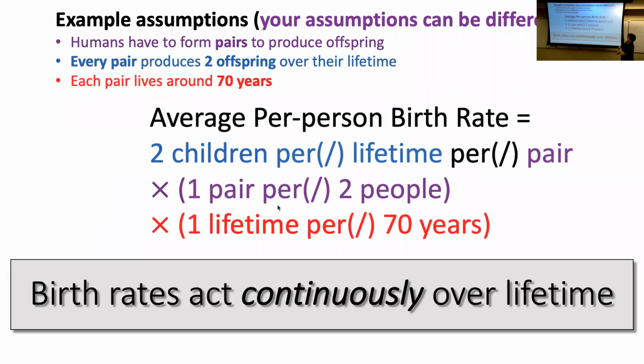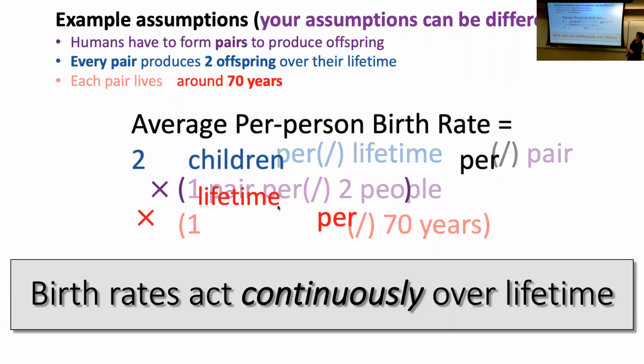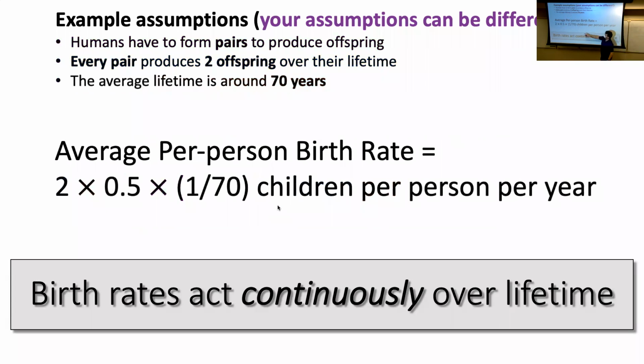So if I go back here, at least from my angle, it's a little hard to see all of this, but we can see that this 1 is the 1/2 that gave me my 0.5, and this is the 1/70, and this lifetime in the numerator canceled this lifetime in the denominator. This pair in the numerator canceled this pair in the denominator, so that I ended up being left with children per person per year. And that's how I got this expression here, which in the end is just going to cancel, right? I mean, 2 times 0.5 goes away, and it's just a 1/70.